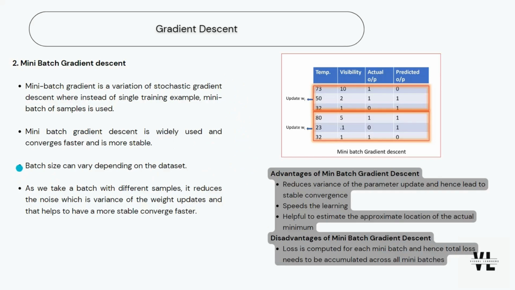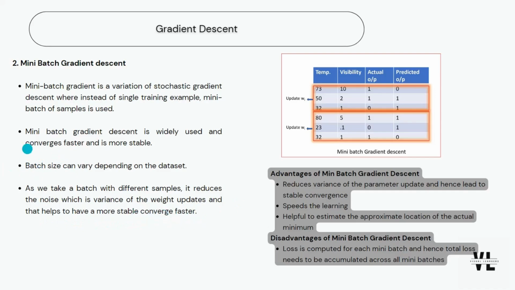The batch size is the size of the mini batch that we're using. So in this case, our batch size is 3 because each mini batch contains 3 instances. And as we take a batch with different samples, it reduces the noise, which is the variance of the weight updates, and that helps to have a more stable and faster convergence.